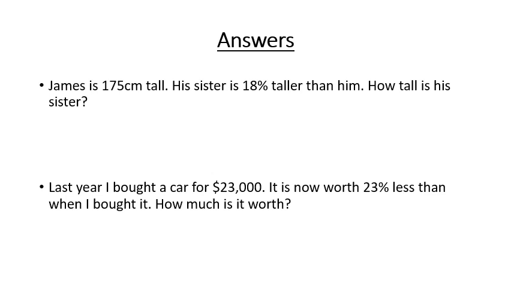Okay, so let's see how you went. With our first question, James is 175 centimeters tall and his sister is 18% taller than him. How tall is his sister? Well, this is going to be an increase of 18%. So if we want to use our two-step, we need to work out what 18% of 175 is. Remember, this is just 0.18 times by 175. Okay, so that's going to give us an increase of 31.5 centimeters.